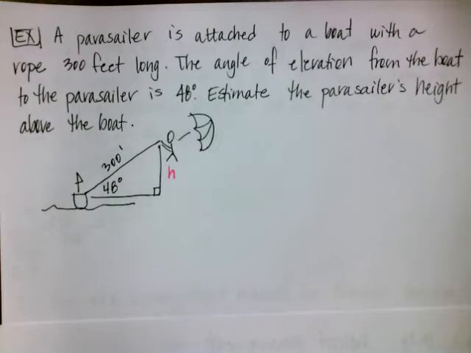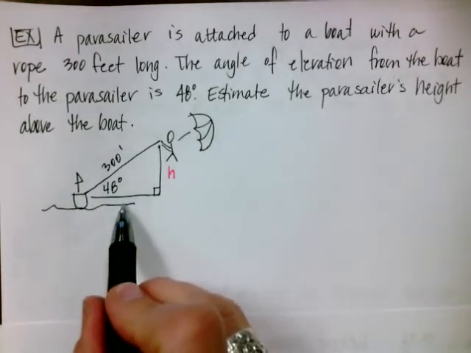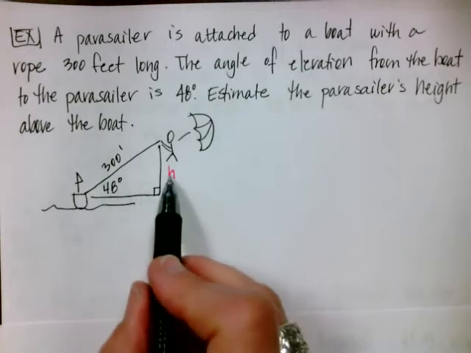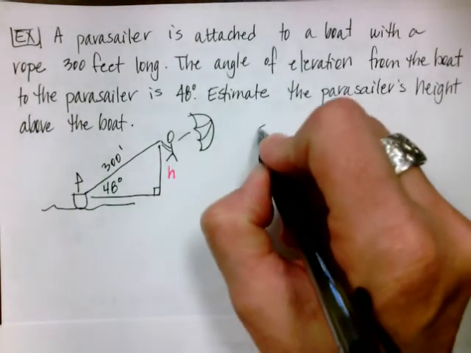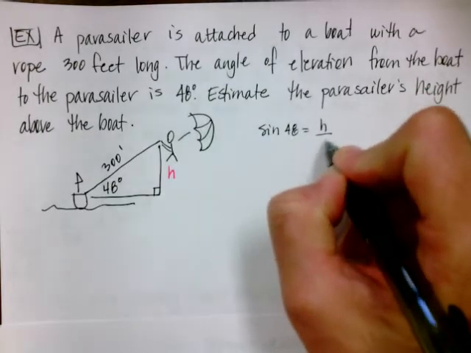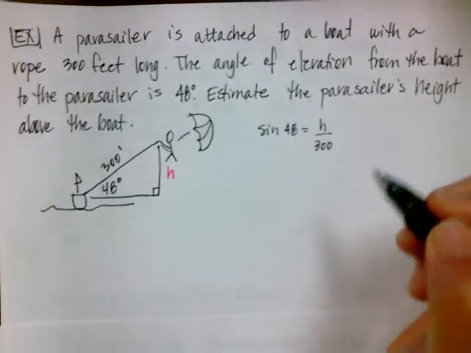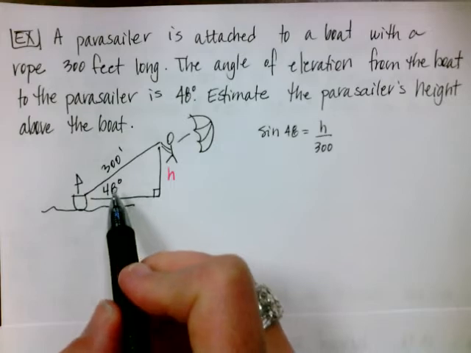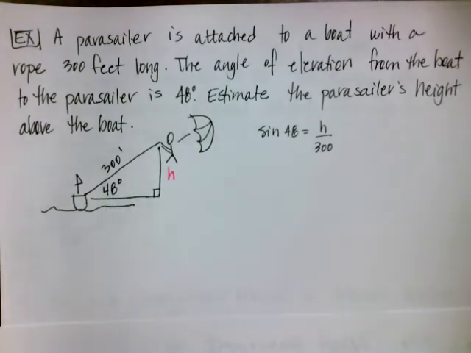So I don't have the horizontal distance, so what I'm going to use is sine because it's opposite over the hypotenuse. So if I do my math, I would say the sine of 48 is equal to h over 300. Okay, remember this is in degrees, so our calculator's mode is going to need to be in degrees.